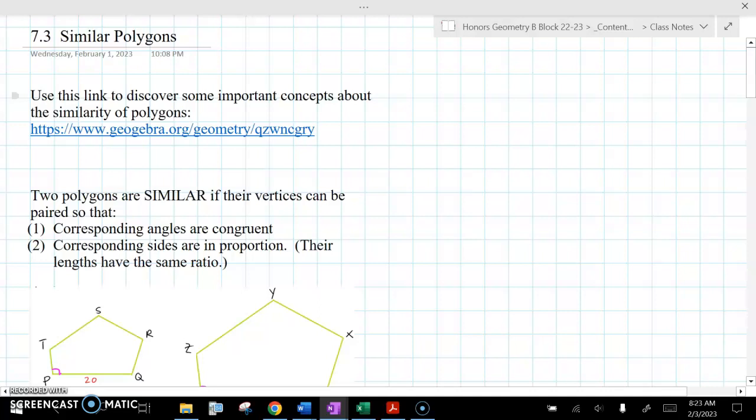Before we get started with the notes, I would ask that you click on this GeoGebra link and just play around with the two figures and see what you can notice. And then come back and take a look at the notes.